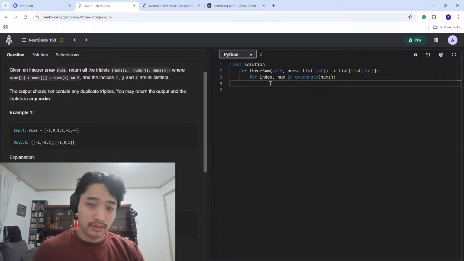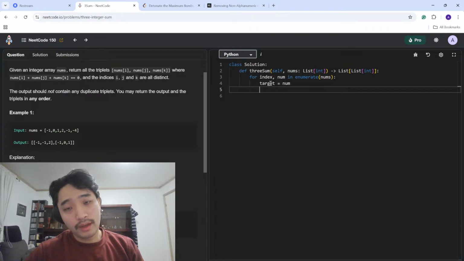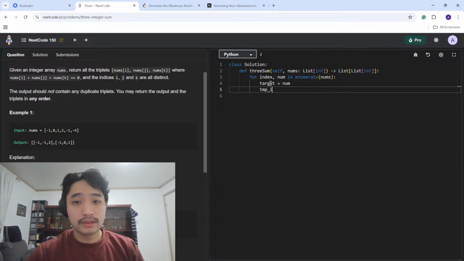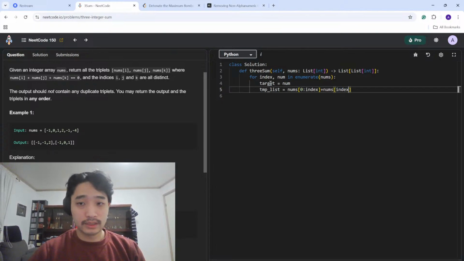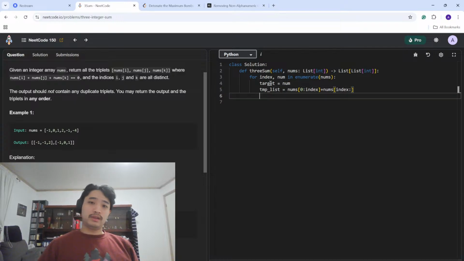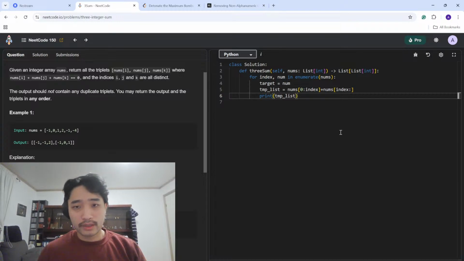Okay. Target equals num. And the list, okay, temp list would be nums 0 to index plus nums of index. Out of curiosity, I just want to ensure this is correct.